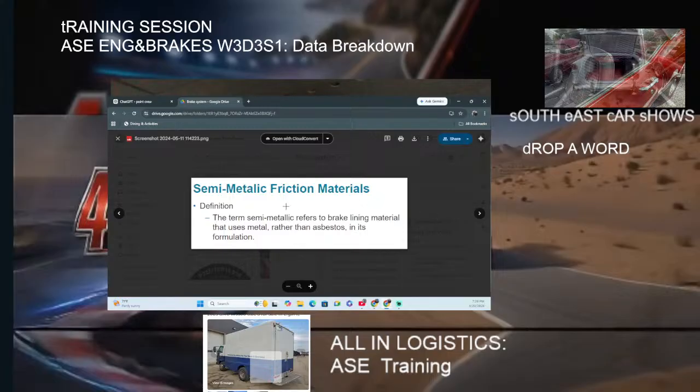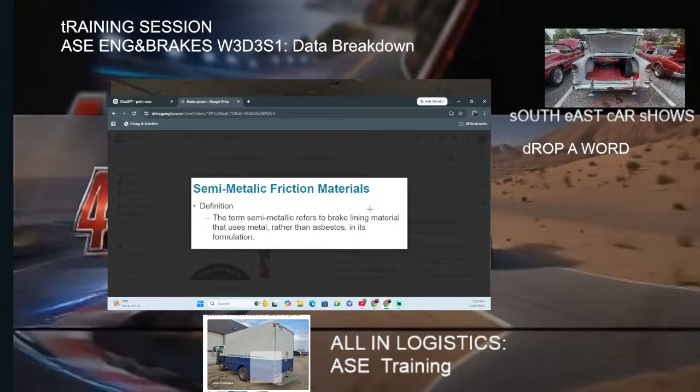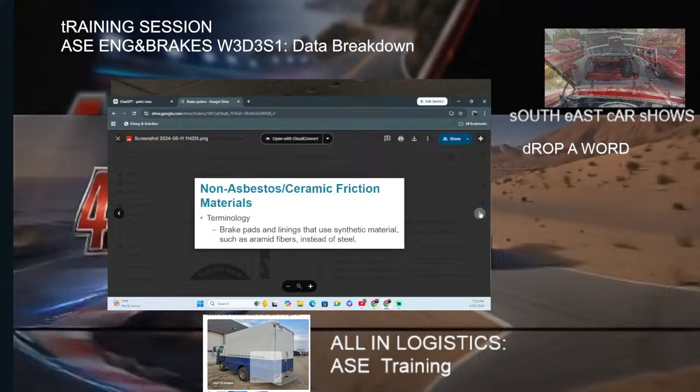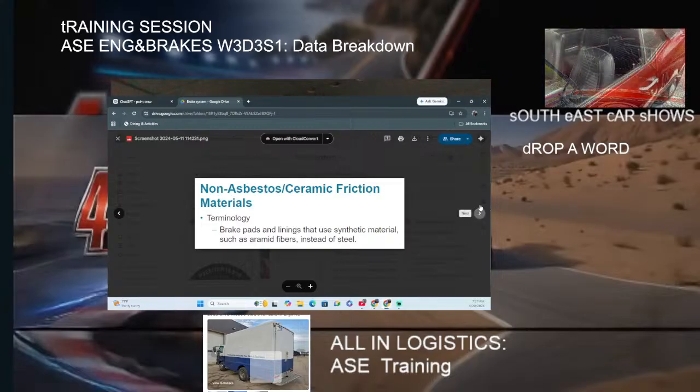Semi-metallic friction material. Definition: the term semi-metallic refers to brake lining material that uses metal rather than asbestos in its formula. Non-asbestos ceramic friction material. Terminology: brake pads and lining that use synthetic materials such as aramid fibers instead of steel.